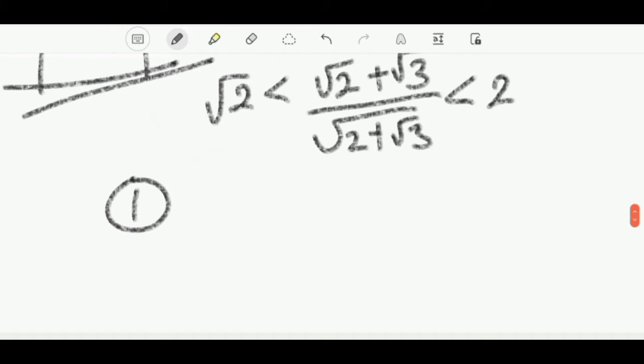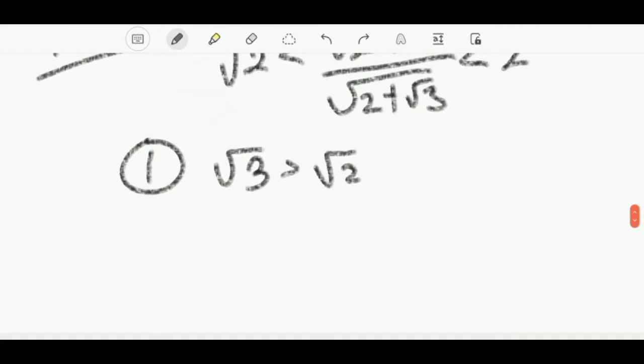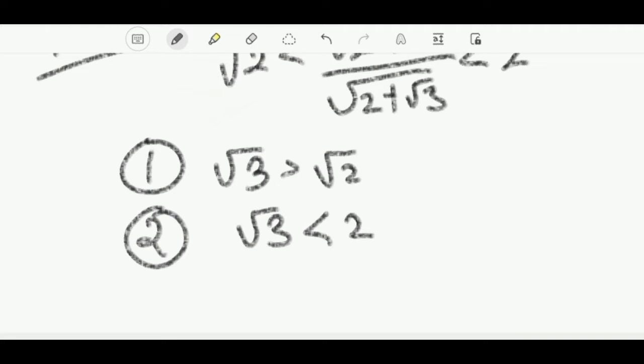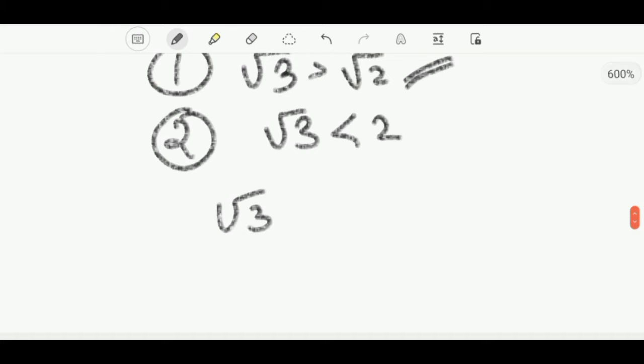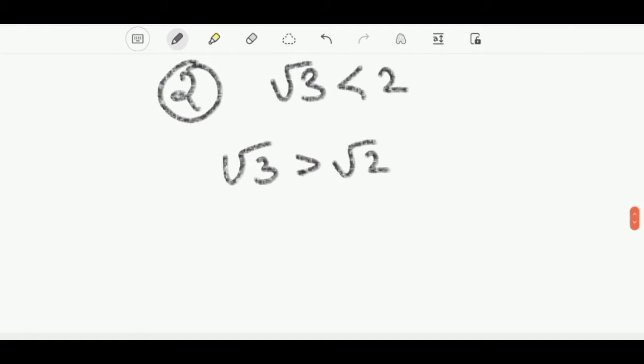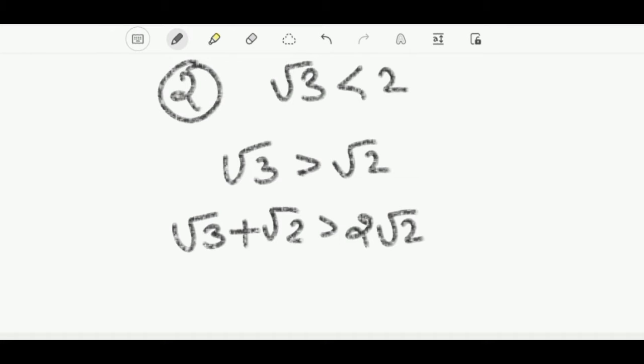The first one is that square root of 3 is greater than square root of 2, and the second one is that square root of 3 is smaller than 2. So let's start with the first thing. Square root of 3 is greater than square root of 2. I'm going to add square root of 2 to both sides, so we'll obtain square root of 3 plus square root of 2 greater than 2 square root of 2, and let's name it equation 1.